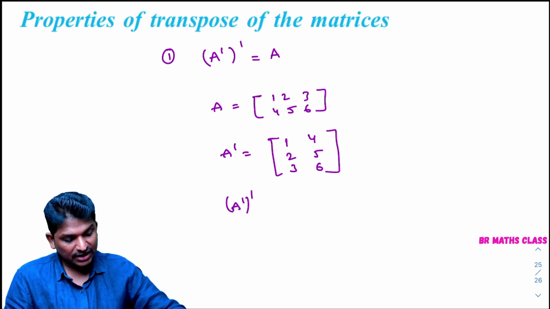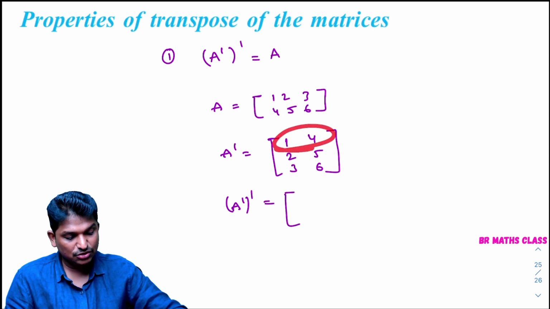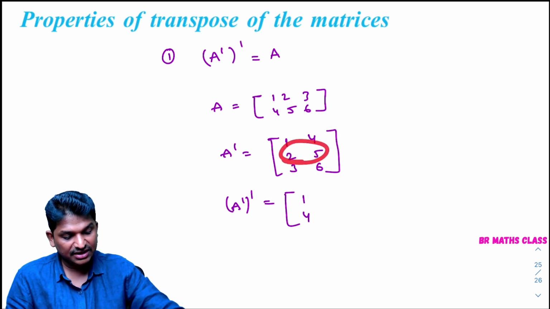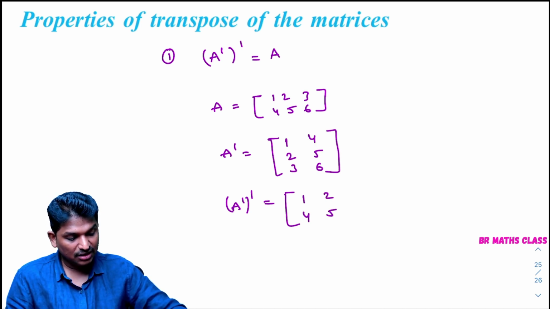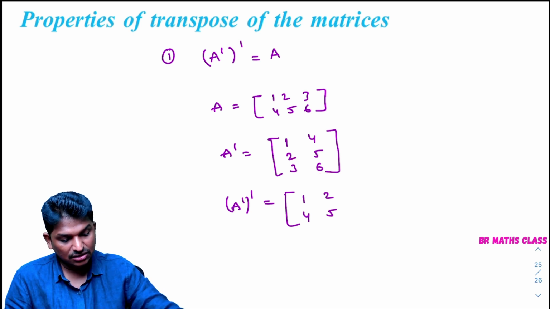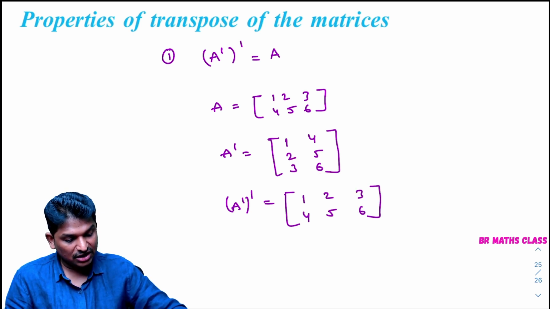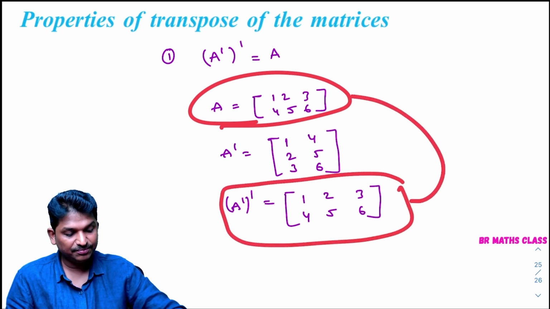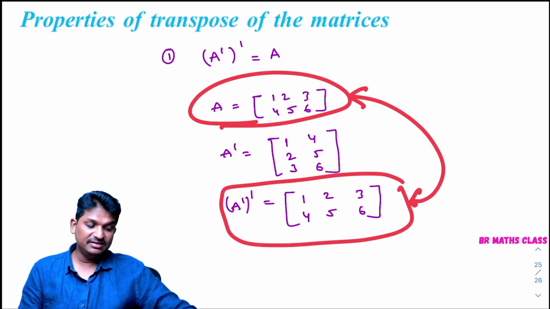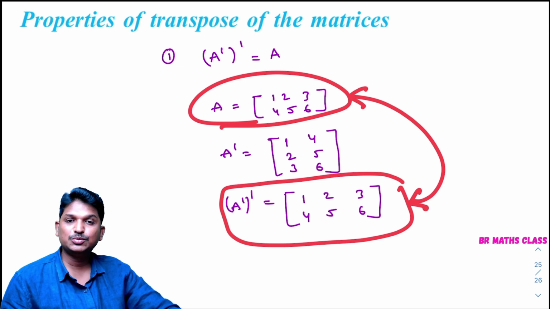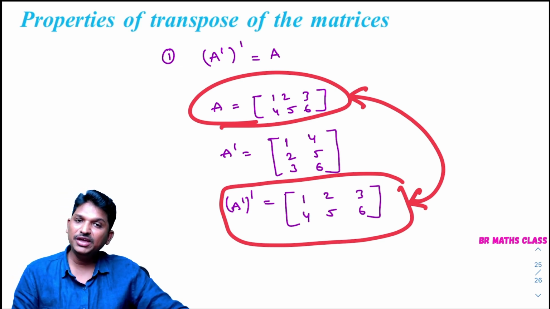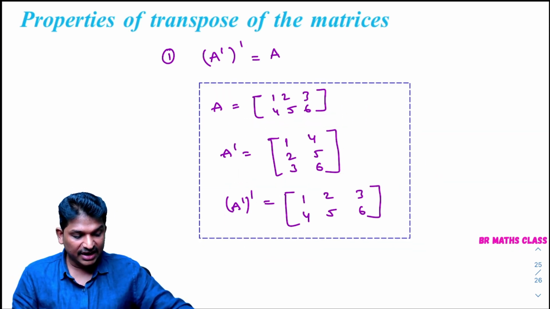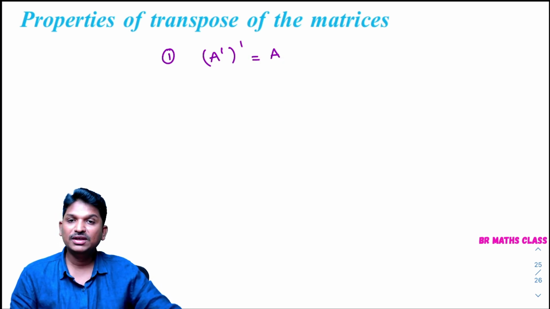How to get this A dash whole dash? Very simple. In this matrix, the first row is there, right? You write it as the first column. In this matrix, the second row is there, right? You write it as the second column. Third row, you write it as the third column. Now you can observe the matrix A and A dash whole dash are both the same. So it can be verified easily that the property A transpose whole transpose equals A. So A dash whole dash equals A.